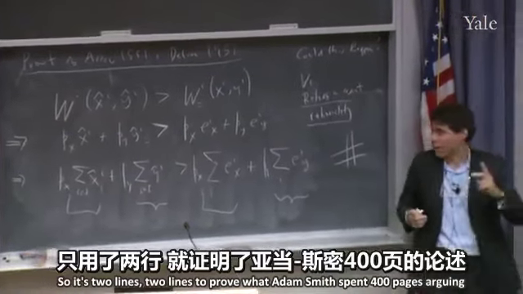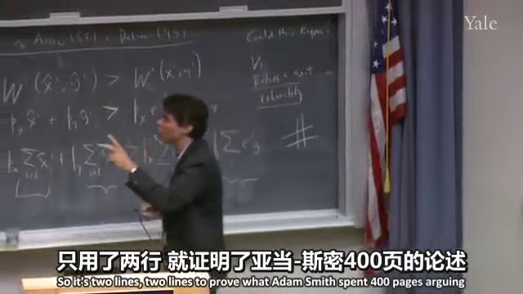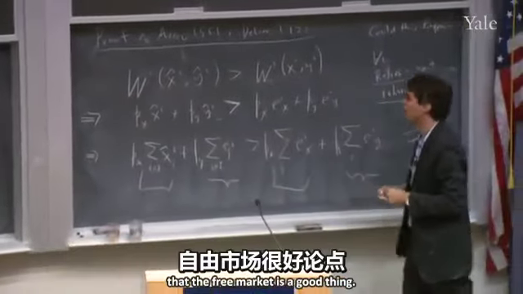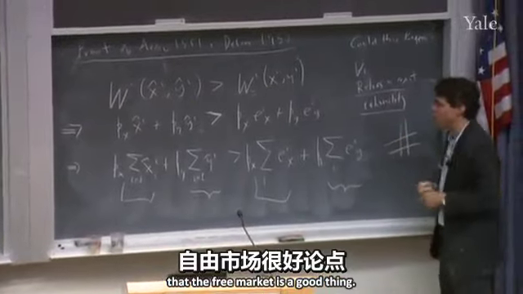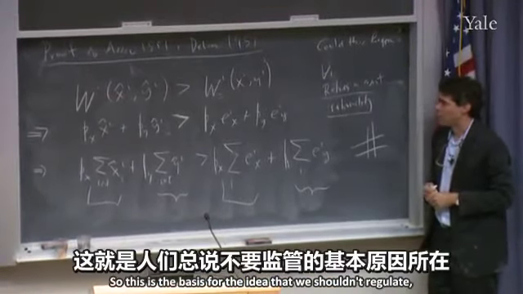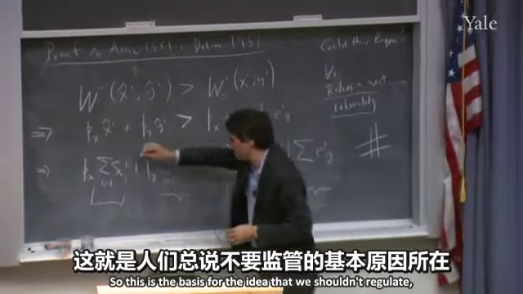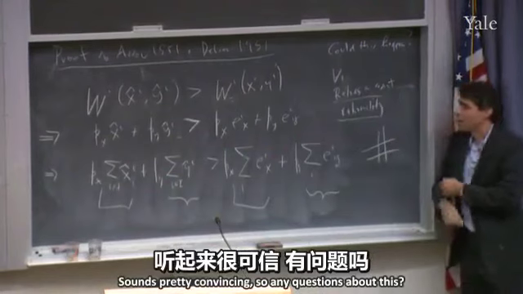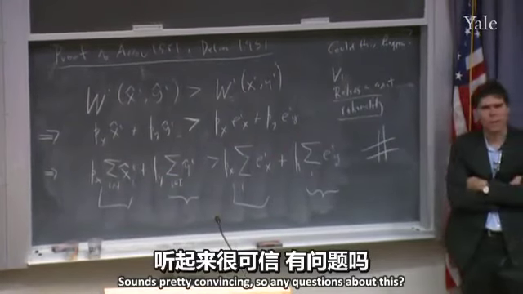So it's two lines to prove what, you know, Adam Smith spent 400 pages arguing, that the free market is a good thing. Okay, so this is the basis for the idea that we shouldn't regulate. Sounds pretty convincing. So any questions about this?